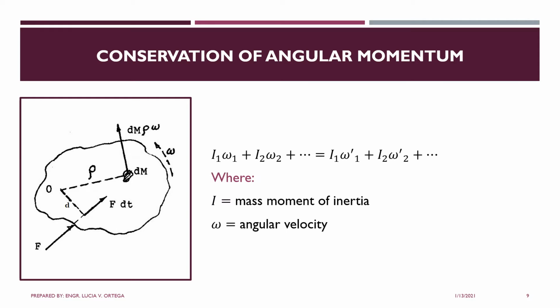Okay, so therefore we also have the conservation of angular momentum, similar with conservation of linear momentum. So that is I1 omega1 plus I2 omega2, plus other components if there are any, is equal to I1 omega1' plus I2 omega2'. I is the mass moment of inertia and omega is the angular velocity.